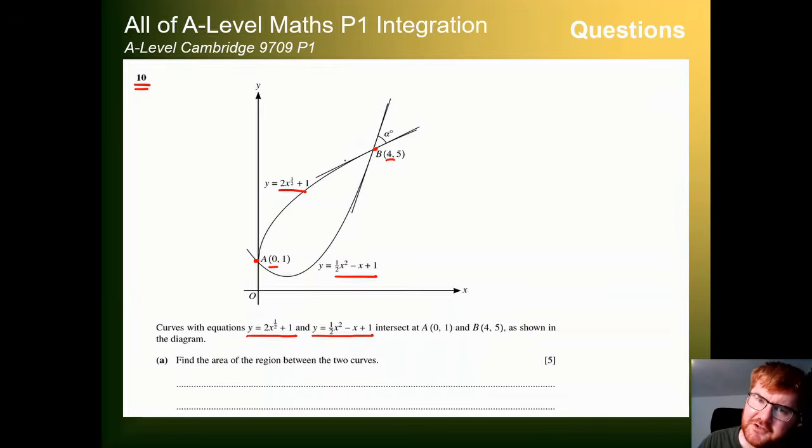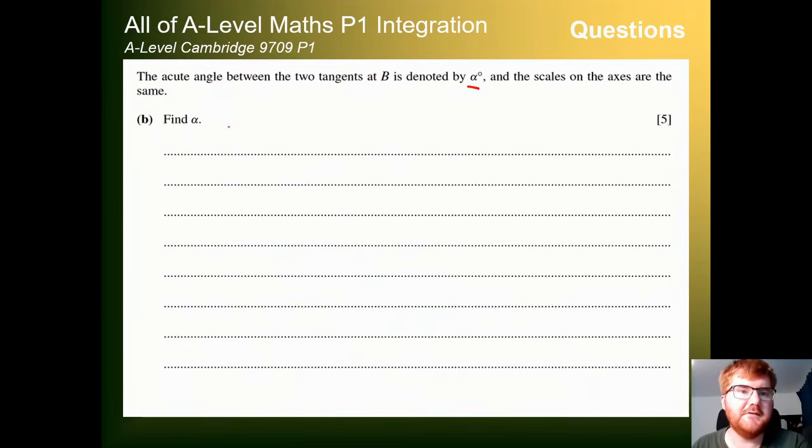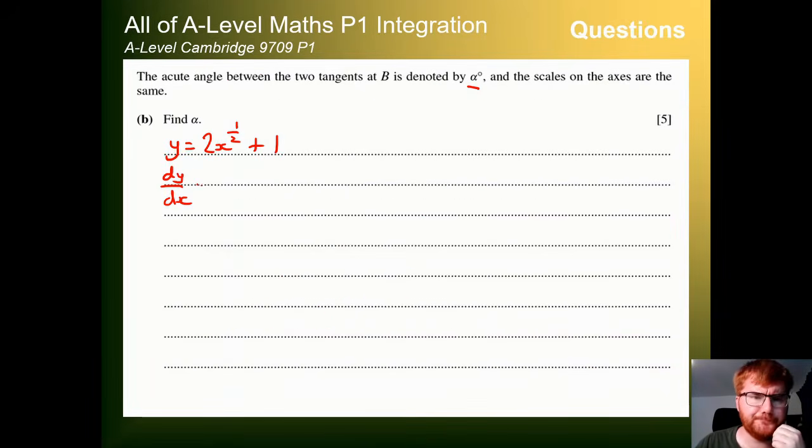You'll notice we've got these tangent lines at B, either from the top curve or the bottom curve. So the first thing we need to do is work out the gradients of these tangent lines. So we have y equals 2x to the power of a half plus 1. Again, double check, we're differentiating here, not integrating. So we bring the half to the front. Half times 2 is just equal to 1. Then we reduce the index by 1, so we get minus a half. And then this part just disappears.